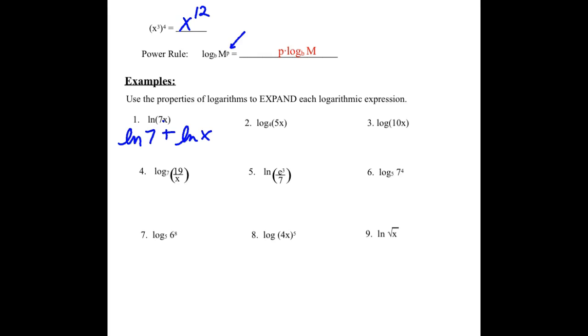Number 2, we have log base 4 of the quantity 5x. That means it's a product, which means we expand it into addition. So log base 4 of 5 plus log base 4 of x.